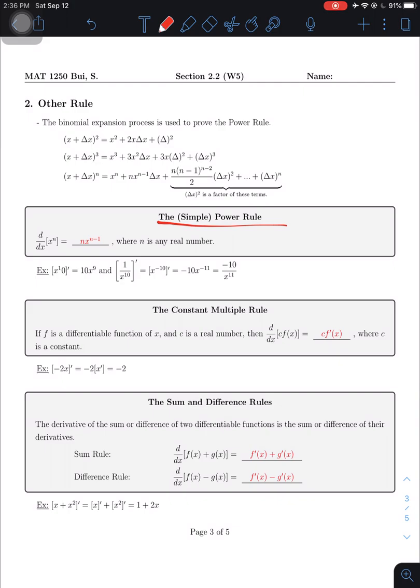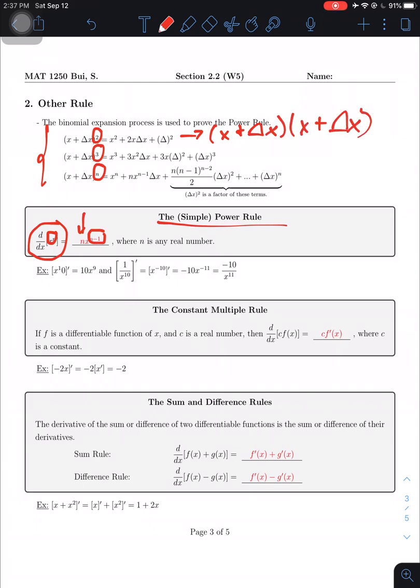So what does it say? It says that if we have the derivative of x to the n, we're going to bring out the n, and then we're going to subtract 1 from the power, okay? And if you want to know the reason, it comes from the practice of doing FOIL, of taking x plus delta x to the second power, third power, fourth power, and so on, and in general, n power, right? So each time, say for the first one, you're going to get x plus delta x times x plus delta x, and then you're going to FOIL them: first, inner, outer, last. Long process, you're going to end up with this result, right?